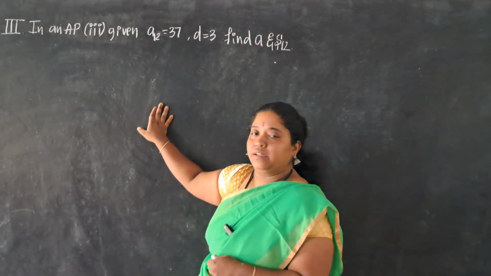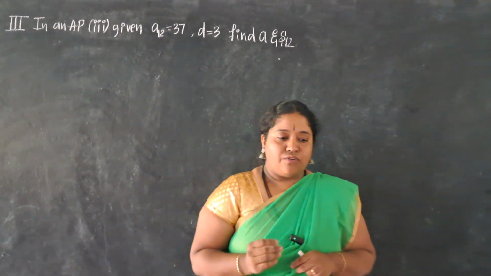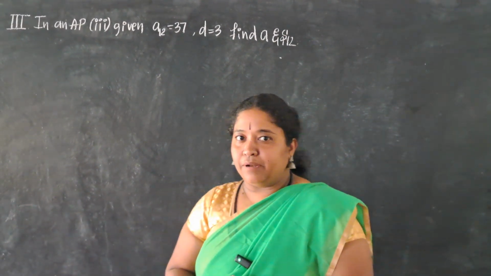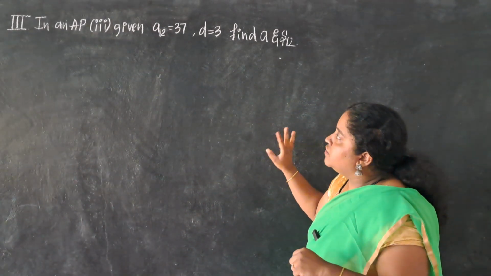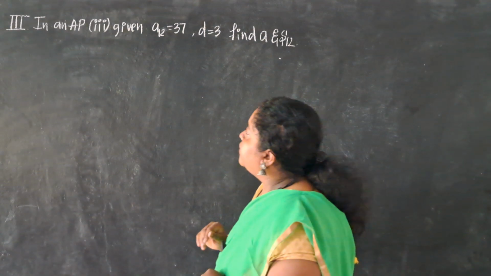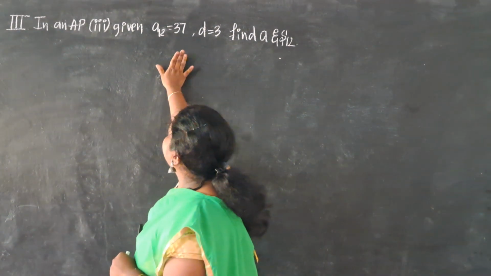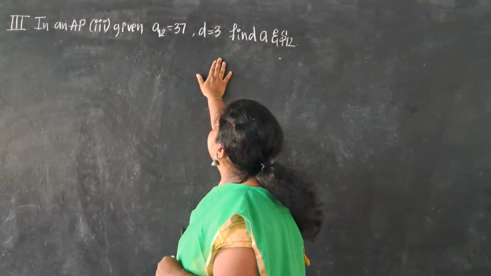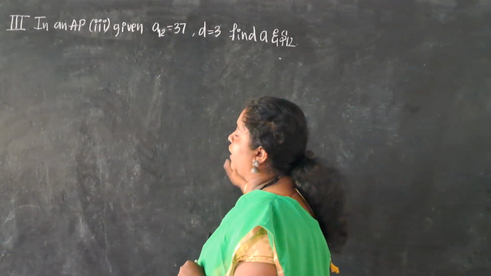Now look at the board. This is the third question. The first and second questions we have already completed. This is also the same type of question, where in an AP, A12 is provided, D is provided, find A and S12.